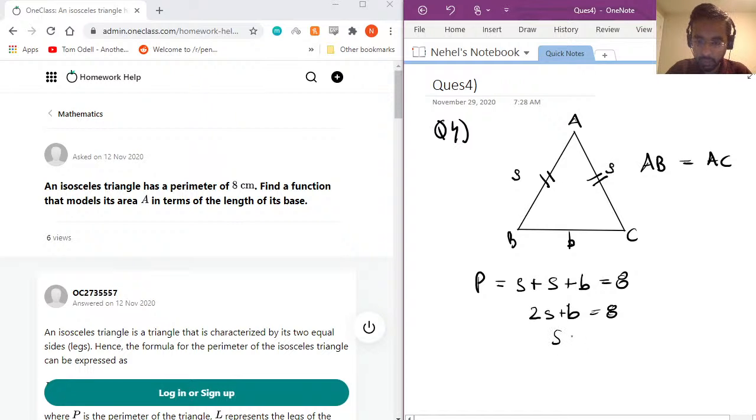So what I will do is move B to the other side and then divide the equation by 2. So it will be 8 minus B over 2, which is equal to S.